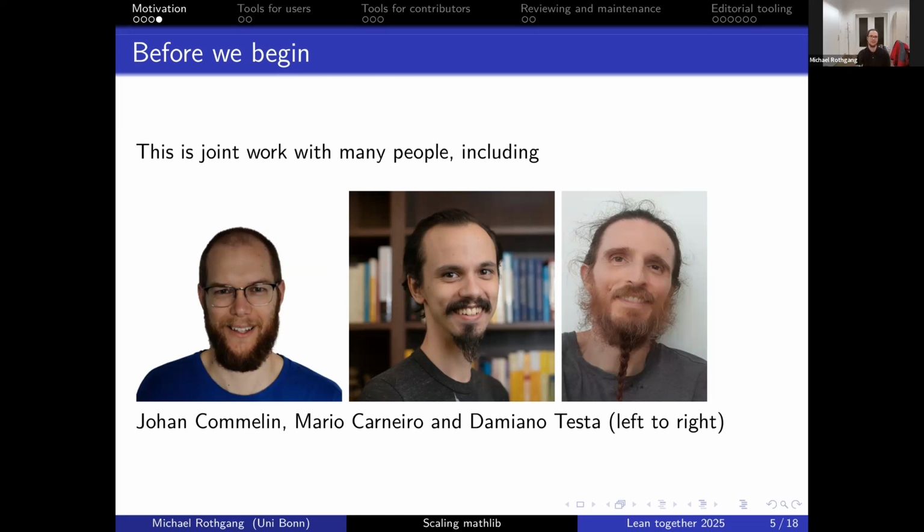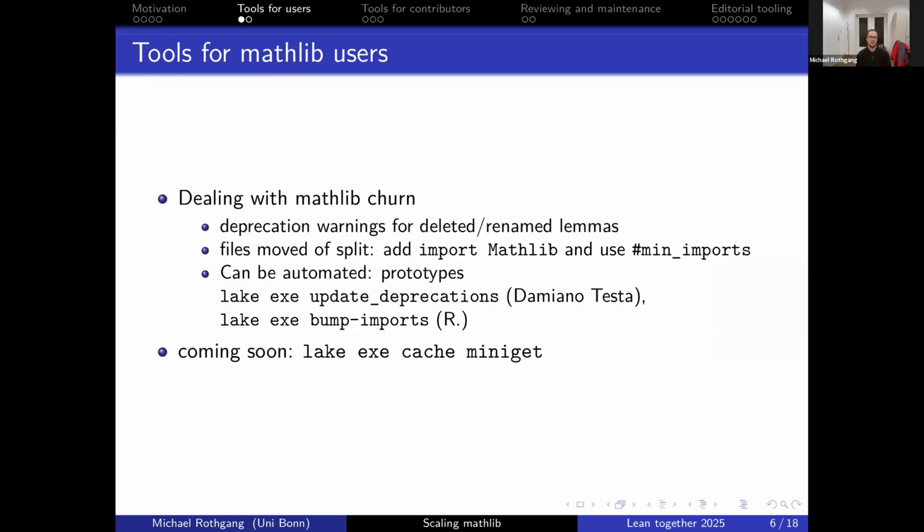So let us get started with tools for users. What can Mathlib tooling do for you if you just want to use Mathlib? Well, the first and perhaps the biggest challenge is dealing with change in Mathlib. If there's a lemma that's deleted or renamed, for instance, that might be the most common case, but it's also the easiest to deal with.